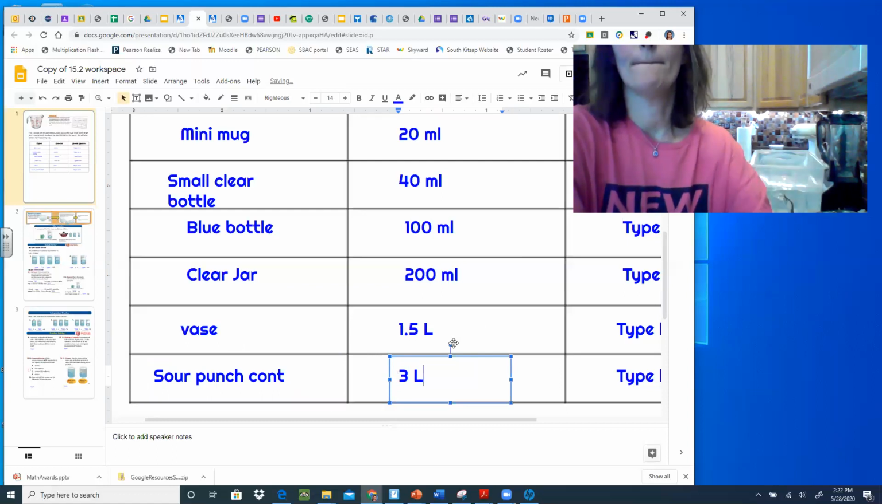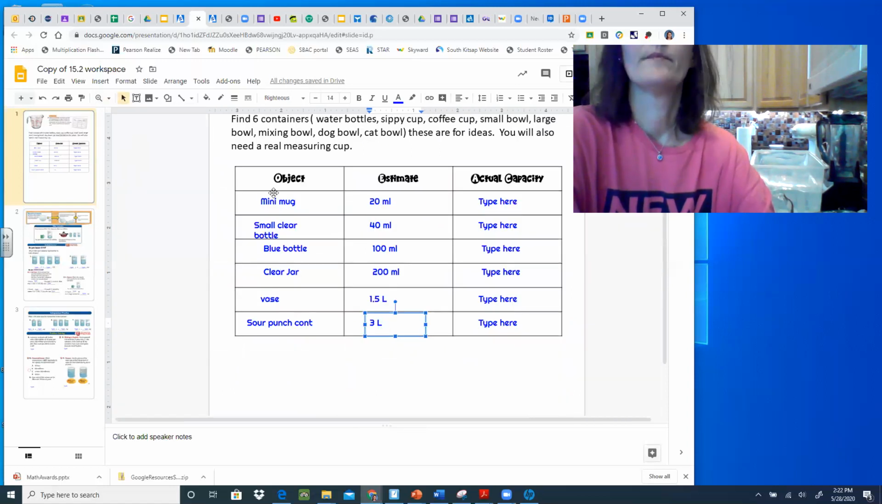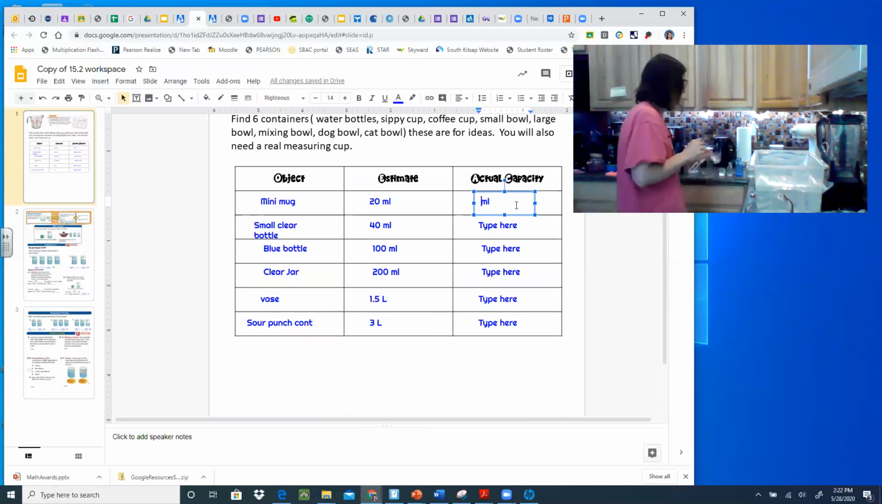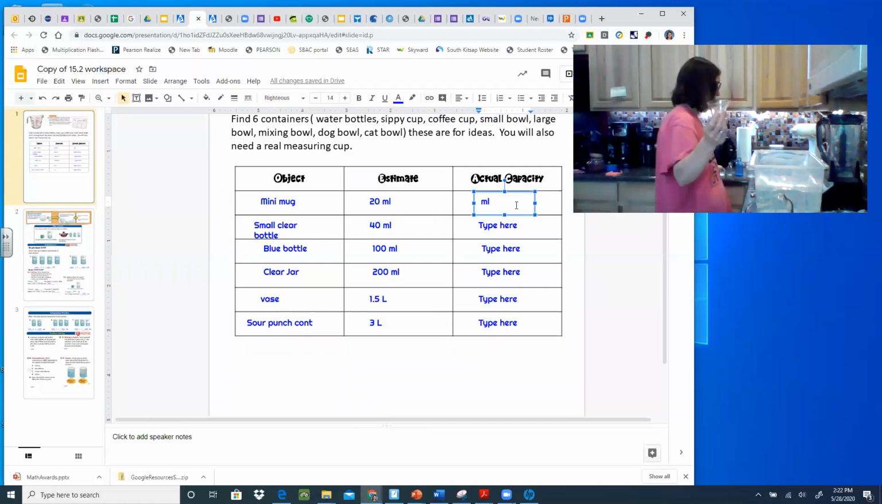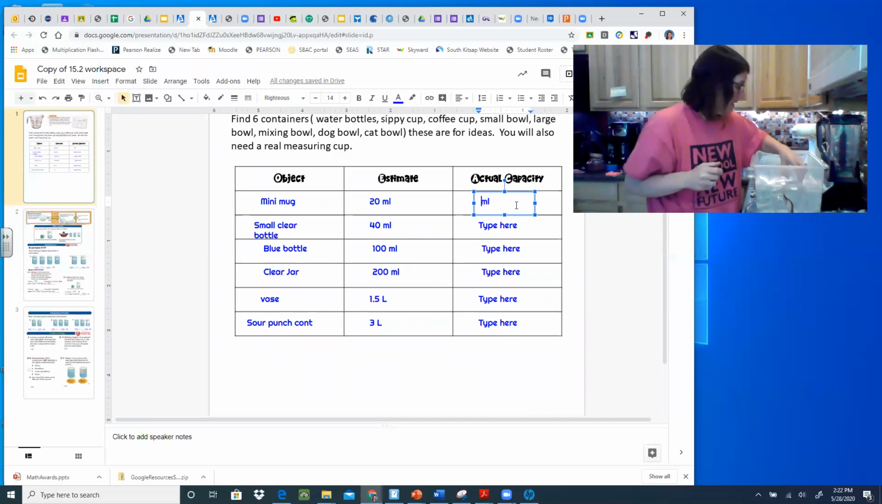Okay, now we're actually going to measure these things. So we're going to start with the mini mug. I'm going to zoom out a little bit. Okay, we're going to start with the mini mug. We know it's going to be milliliters, so I'm just going to start with that. Okay, I have a little measuring guy that I'm going to use to do the mini one. And it goes up to 60. So I'm going to fill it to 60, and then we're going to subtract and find the difference.